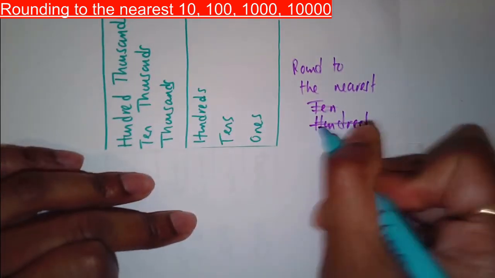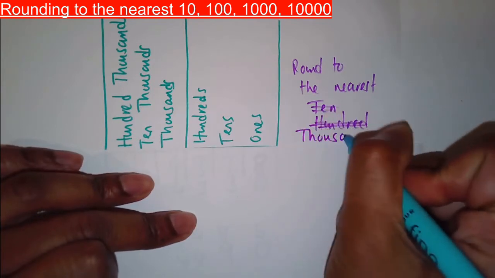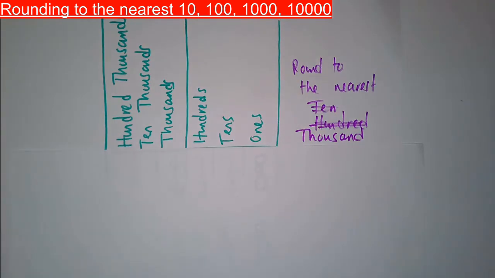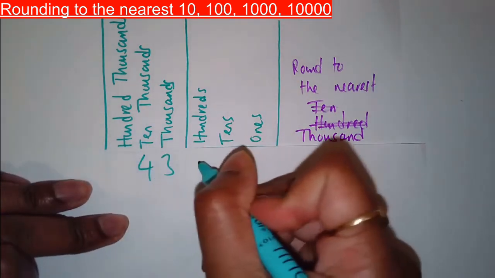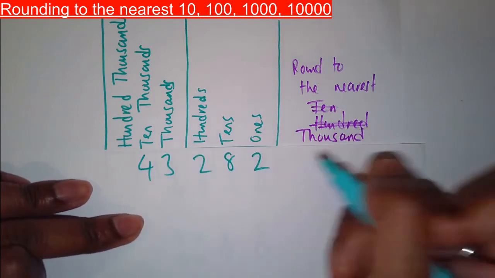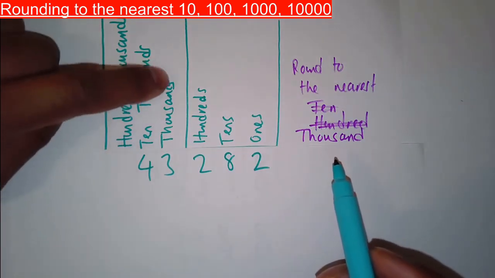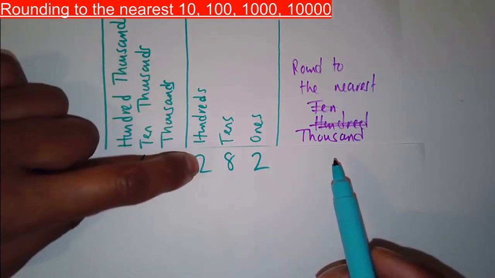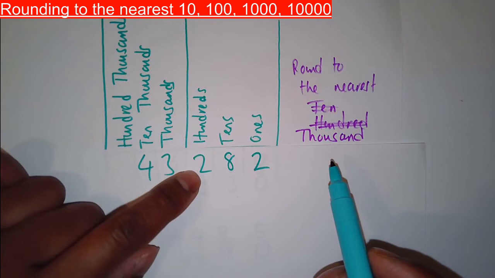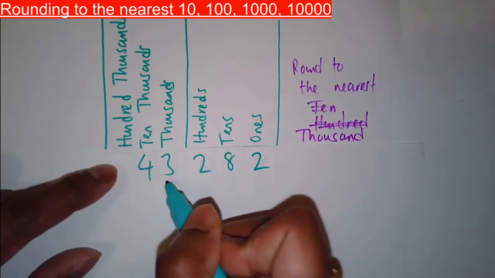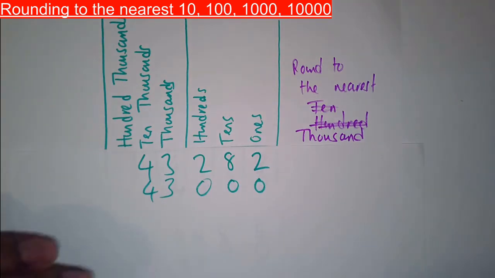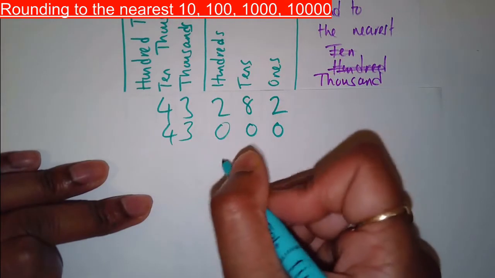Now round to the nearest 1000. Right, look at the thousands column. Right next to it, we've got the hundreds. So we need to ask questions about this. Is that 5 or more? No. So everything on the left hand side stays the same. Don't forget the zeros. Let's try this one.